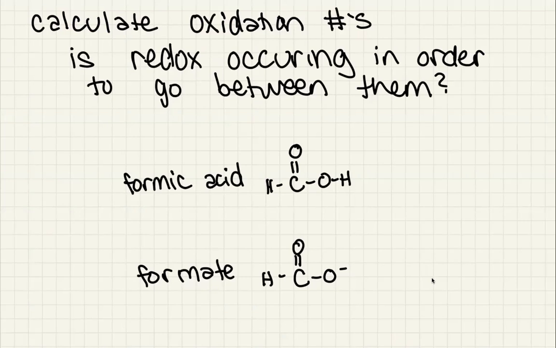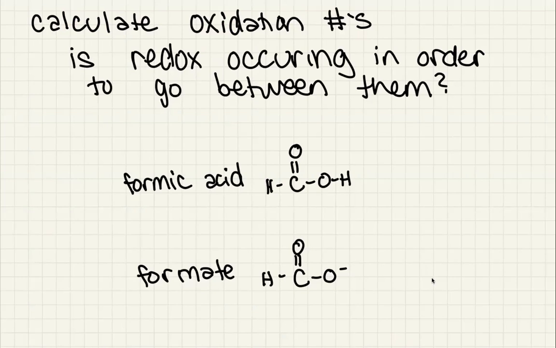So I want you to calculate the oxidation numbers for these 2 molecules, formic acid and formate. Well, we already did formic acid, but it's always good to do it again. And now let's also do formate. So this is going to be the deprotonated state of the formic acid.